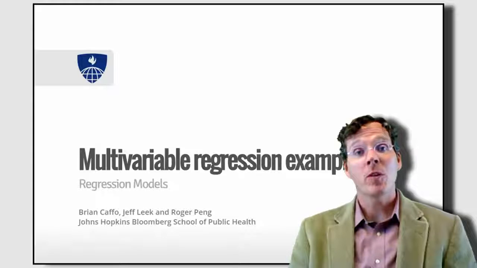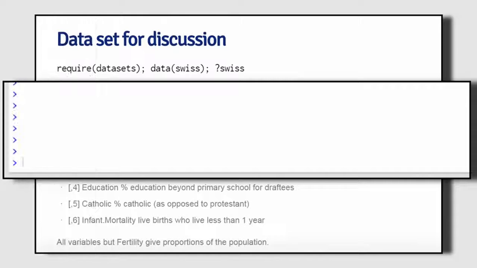Hi, and welcome to the class on multivariable regression examples. Let's start this discussion with a famous data set from a well-known statistics textbook, which is this Swiss fertility data.